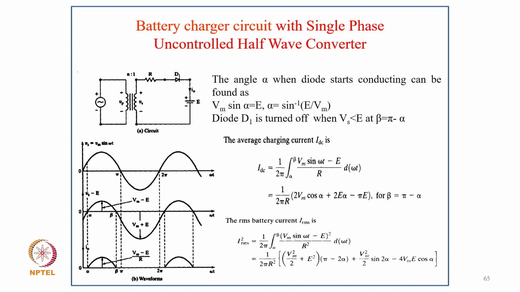So average charging current is IDC equal to 1 upon 2 pi, integral from alpha to beta of (Vm sin omega t minus E) upon R d omega t, equal to 1 upon 2 pi R in bracket 2 Vm cos alpha plus 2 E alpha minus pi, i.e., for beta equal to pi minus alpha.